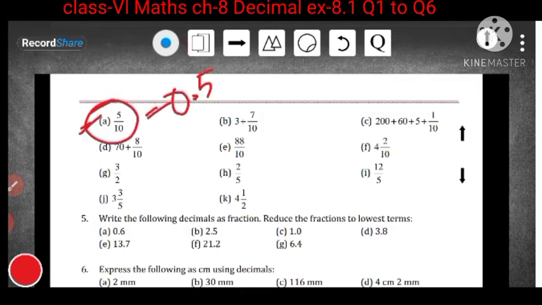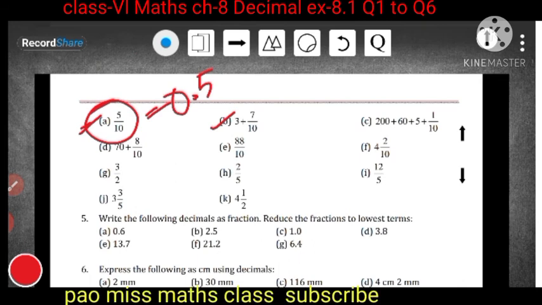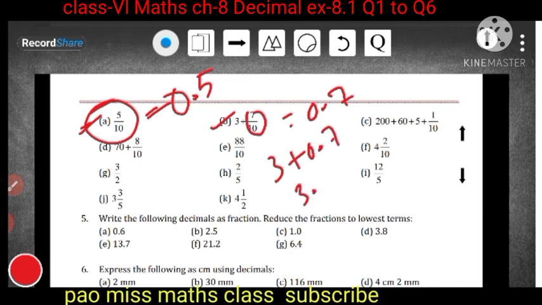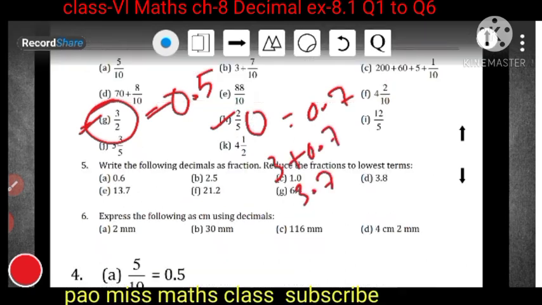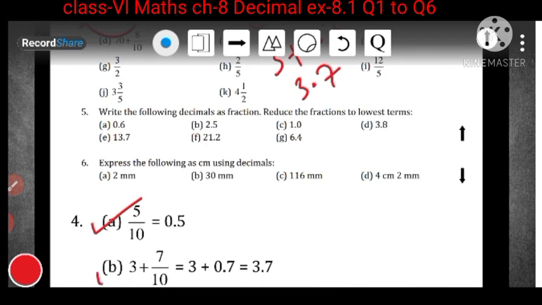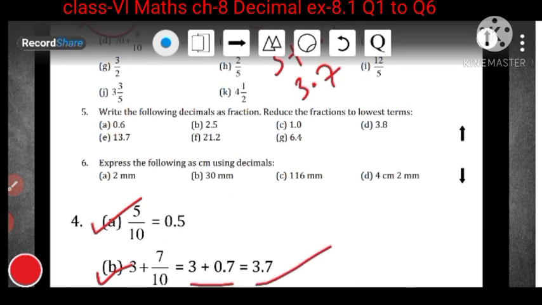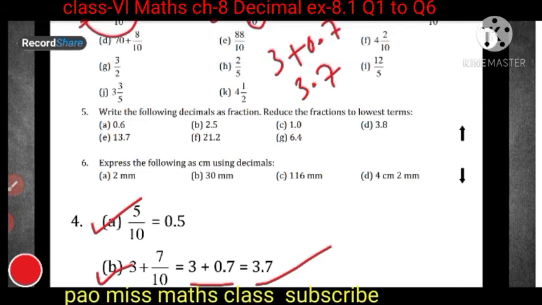Now the second is given: 3 plus 7 upon 10. Now 7 upon 10 is equal to how much? 7 upon 10 we can write as 0.7, isn't it? Now if you add 3 plus 0.7, it will become 3.7. So this is the answer. If you add, you will get 3.7. Very simple.